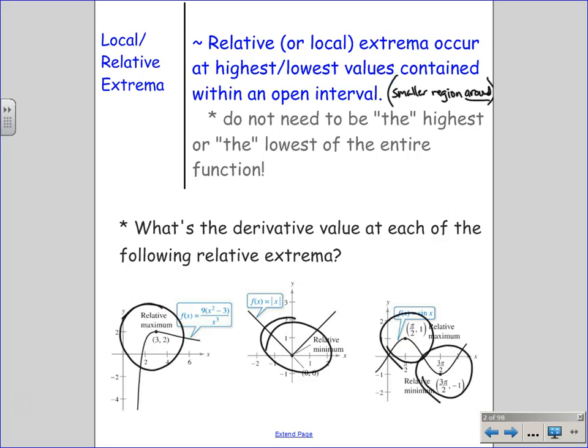For each of these, just do a quick sketch of the graph. You don't need to label what the functions are, or even the specific points per se. Each of these are relative. And actually, if they were to keep going in the same way forever, this would actually be an absolute highest also. It's relative to the region around it, and for the entire function, it's absolutely the highest. This one, it's relative to the region right around it, and it's absolutely the very lowest.